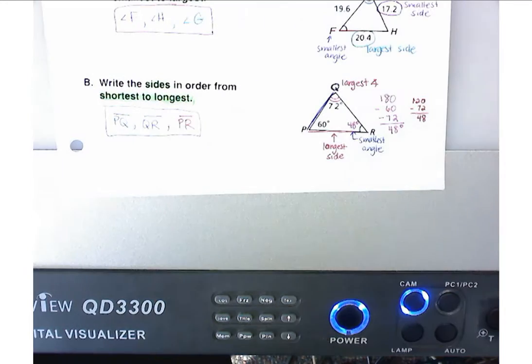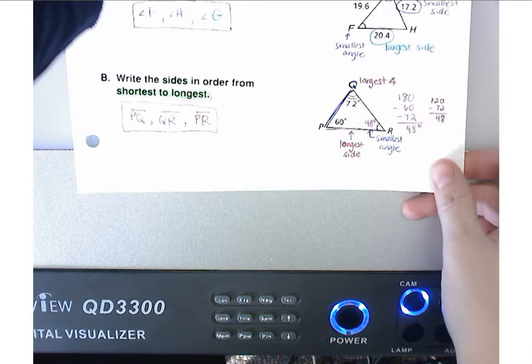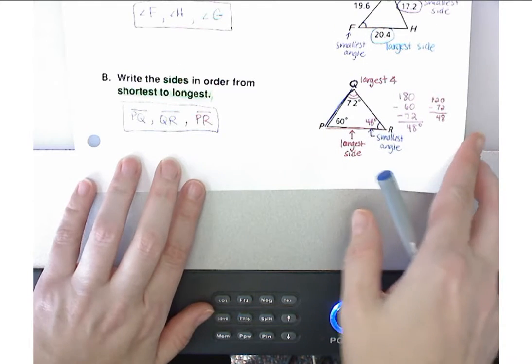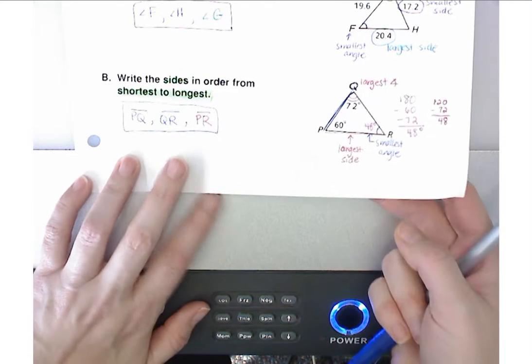Okay, so to summarize the first page, the largest angle is across from the largest side. The smallest angle is across from the shortest side. Yep.